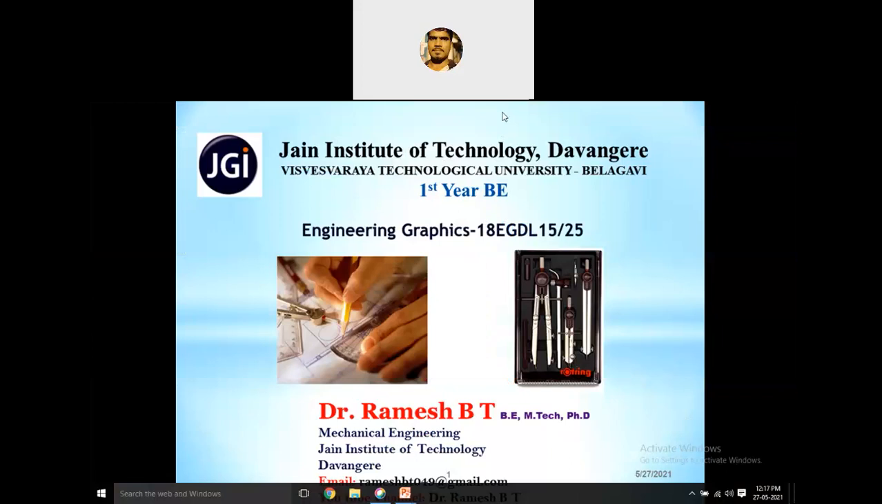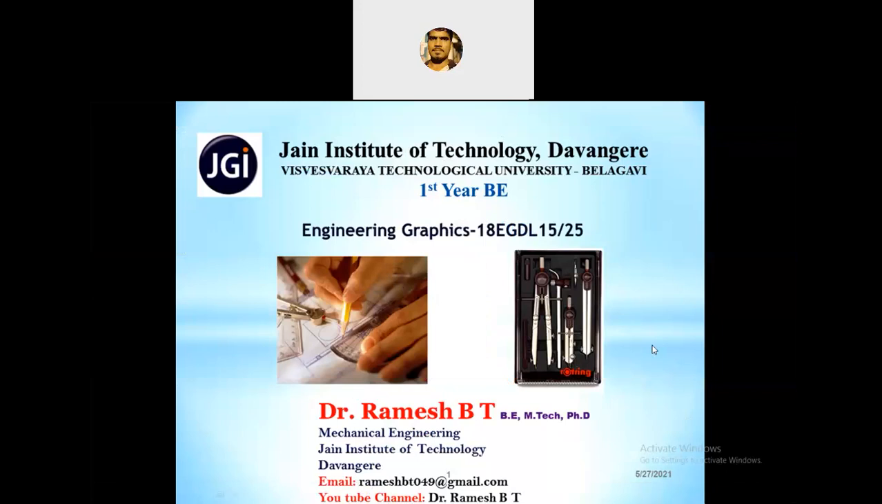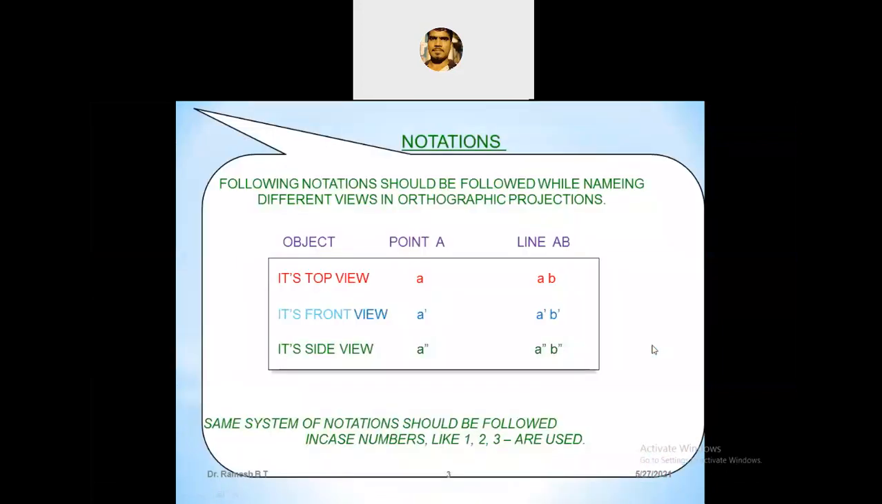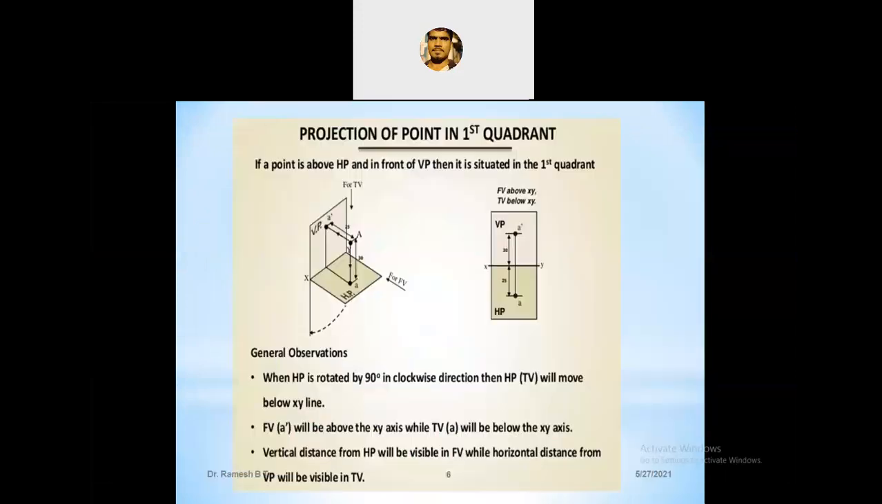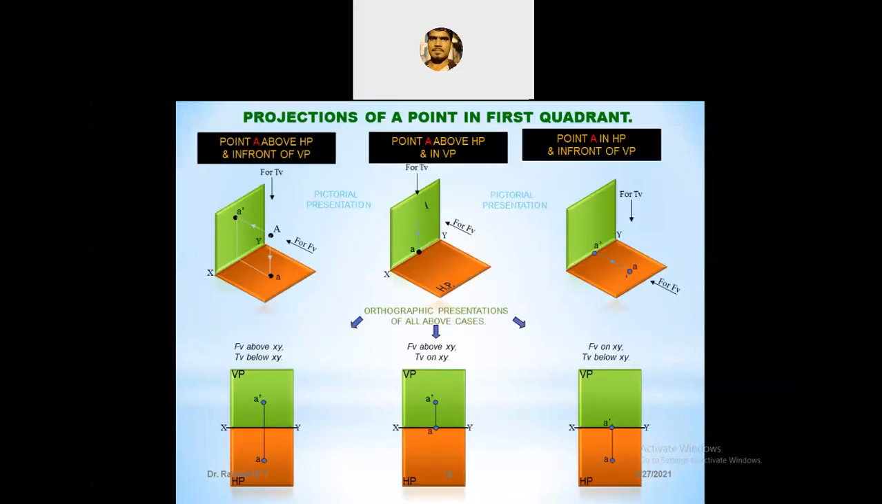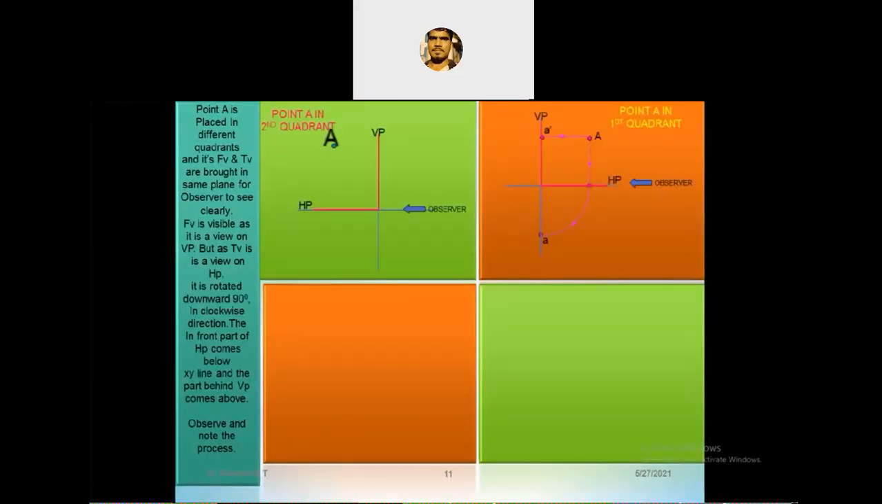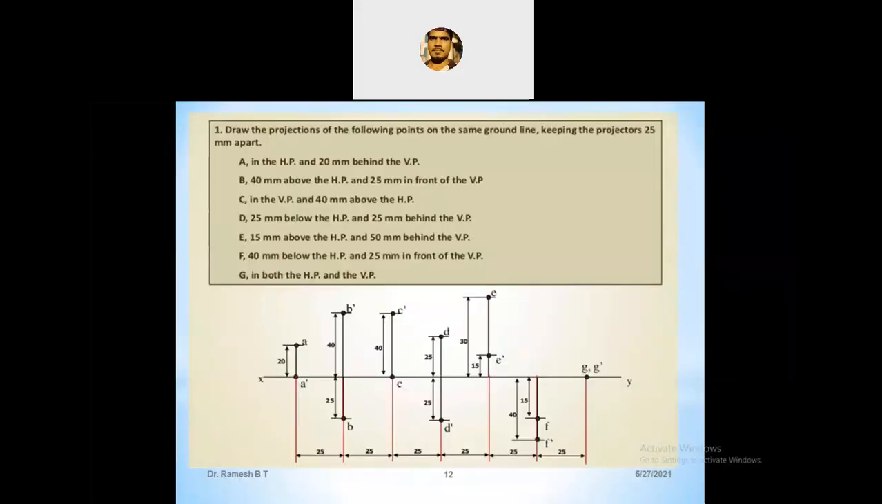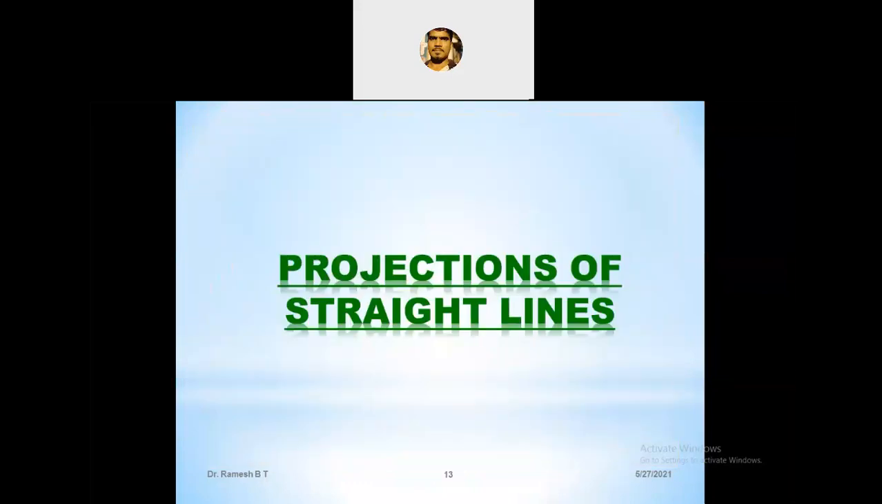We'll continue with our last class and move on to the next topic. In the last class we discussed the projection of points in different quadrants, and also one simple problem based on the projection of points. So the next topic is projection of straight lines, or we can call it projection of lines.